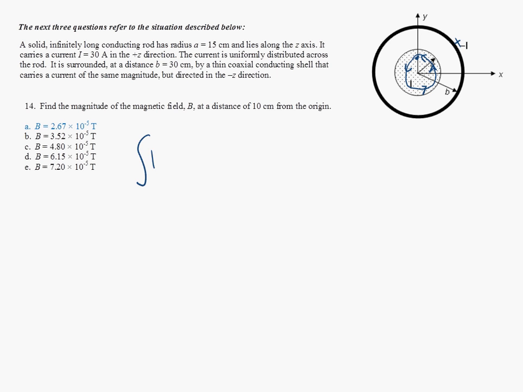It says the integral of B dot dl along a closed loop is just mu naught times the current enclosed by that loop. So B dot dl, B is constant around this loop, so it's just going to be the magnitude of the magnetic field that I'm interested in, and the circumference. So that's just 2 pi times r, the distance I'm at. It's equal to mu naught, which is a constant.